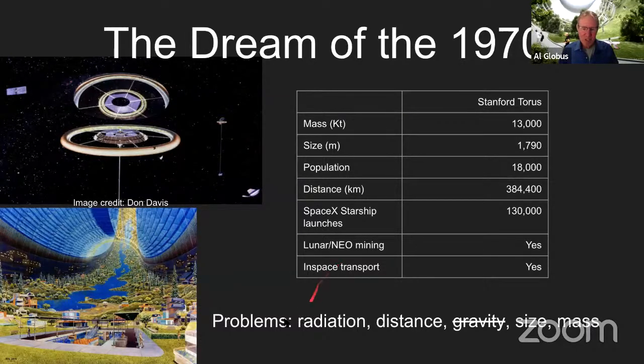Okay, so let's look at the problems. Radiation, there's a lot of radiation. Okay, it could be solved by lots of mass. You know, these two are linked, but it's too much. It's too far away. Gravity's okay. It can rotate, and kids will get 1G of force on the bone. It's too big to build all at once, and the mass has to be imported from the moon. Okay.